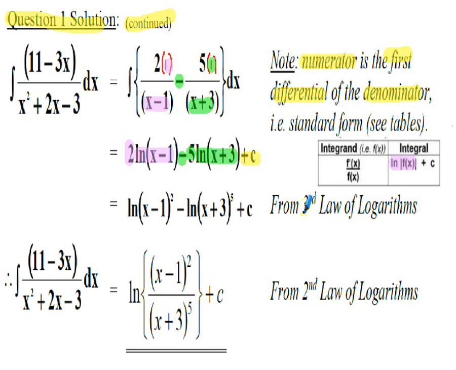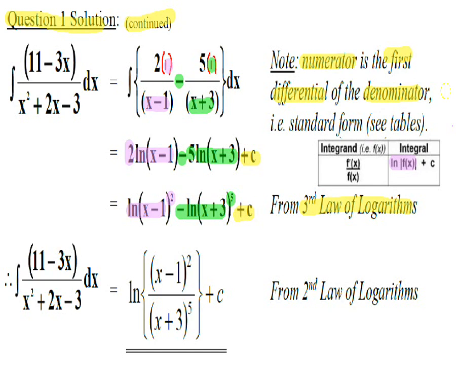Again, as in the previous example 1, we now apply the third law of logarithms. So the 2 ln|x minus 1| becomes ln of |x minus 1| to the power of 2 using the third law of logarithms. And then the negative 5 multiplied by ln|x plus 3| becomes negative ln of |x plus 3| to the power of 5.